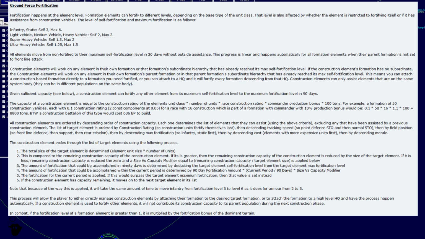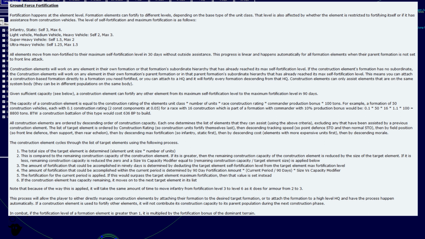All construction elements are ordered by descending order of construction capacity. Each one determines the list of elements that they can assist using the above criteria, excluding any that have been assisted by a previous construction element. The list of target elements is ordered by the construction rating, so construction units fortify themselves last. Then descending tracking speed, so point defense STO and then normal STO. Then by field position, so frontline defense, then support, then rear echelon. Then by descending max fortification, so infantry static first. Then by descending cost, elements with more expensive units first. Then by descending morale.